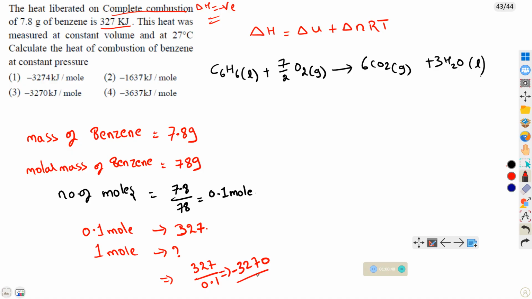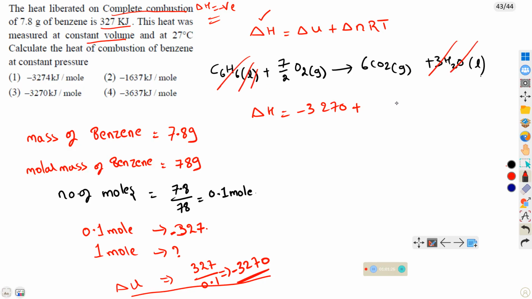This value is negative, minus 3270. Why negative? Because it is a combustion reaction. For a combustion reaction, the value of delta H is negative. Okay. Measured at constant volume. That means this is considered as internal energy. Delta U value is minus 3270. Then calculate the delta H value. Delta H is equal to delta U plus delta nRT. In a combustion reaction, only consider gaseous reactants and gaseous products.